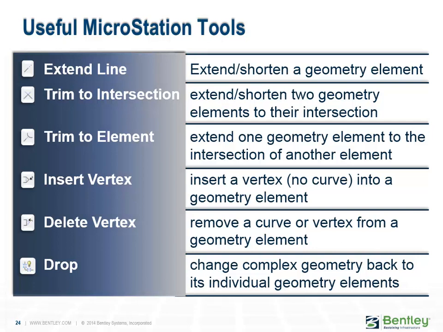If a curve does not exist, it removes the vertex. Therefore, to completely remove a vertex that has a curve, the tool is run twice. First remove the curve, then remove the vertex. The Drop tool drops a complex status of civil geometry alignment back to its individual curves and lines.